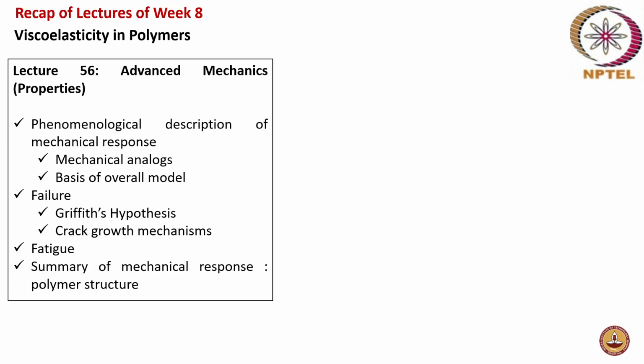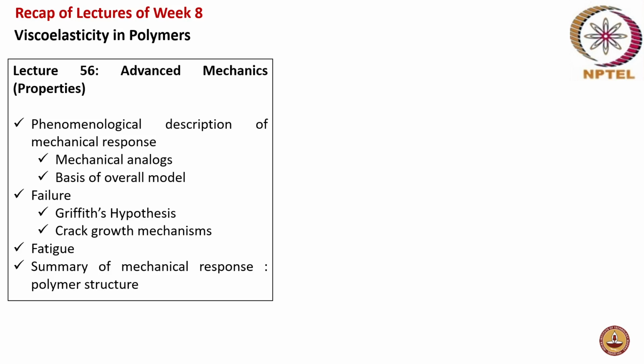Okay, or you can have a spring and two dashpots. So in order to understand the overall polymeric macromolecular behavior, these combinations of mechanical analogs can be used. Okay, and the spring can also be a linear spring or a non-linear spring.